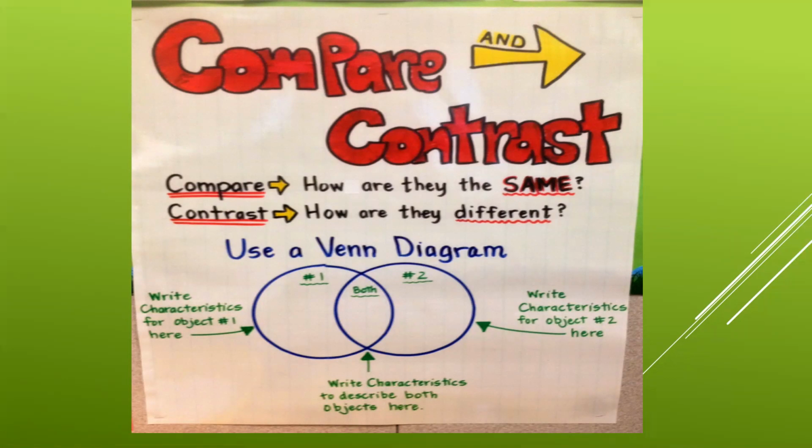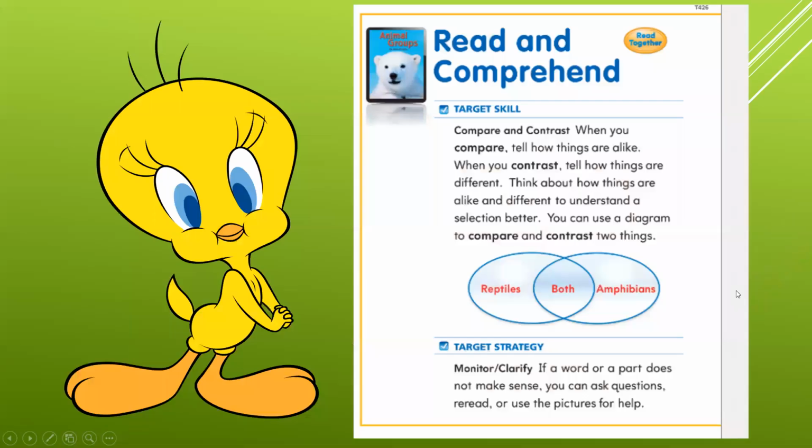So you will use the same diagram, both two circles. In between means how they are the same. On the sides, how they are different. Okay? So compare and contrast. When you compare, you will tell how things are alike or the same. When you contrast, you will tell how things are different. Think about how things are alike and different to understand the selection.